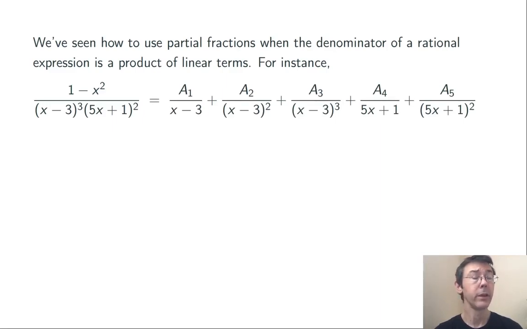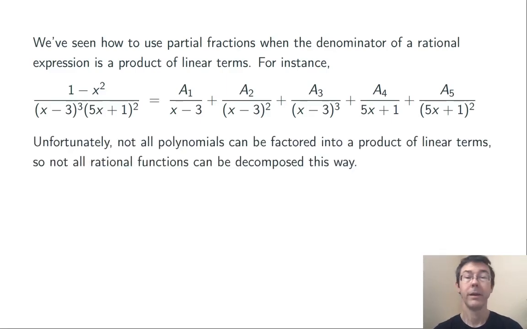So the x minus 3 cubed in the denominator is going to give us three terms in the decomposition. Constant over x minus 3, constant over x minus 3 squared, and constant over x minus 3 cubed. Similarly, for the 5x plus 1 squared in the denominator, we get two terms in our partial fractions decomposition, because that exponent is 2. In every case, the numerator is just some unknown coefficient that we have to solve for. We solve for them by getting a common denominator on the right, and then equating the numerators once the denominators are the same.